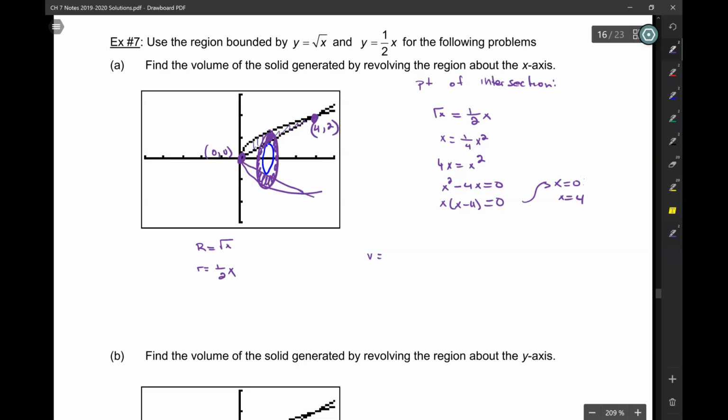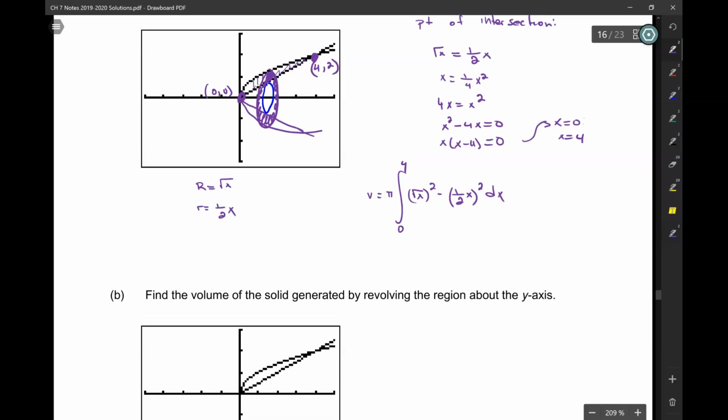The volume is going to be pi times the integral of root x squared minus half x squared dx from 0 to 4. Simplify first, before you say the area equals the simplified form and then the volume equals that. I mean, minimize the work, whatever is easier for you.